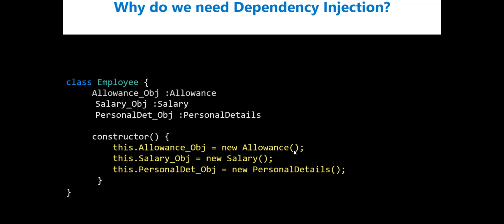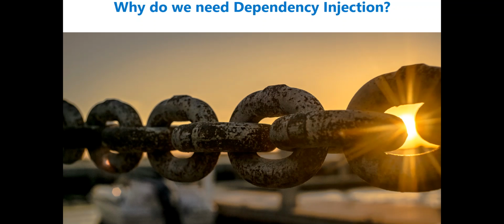Then the third one is, if in future we have any changes in creating the object, like an extra parameter that goes, then again you need to come down over here and make changes. So this is definitely not a good approach. Then what else? The other problem is dependency carrying.